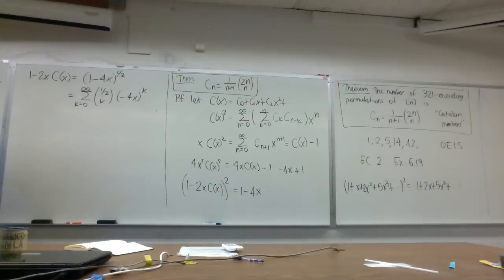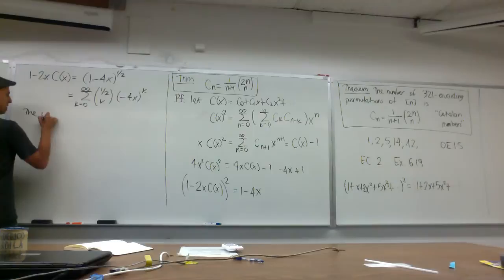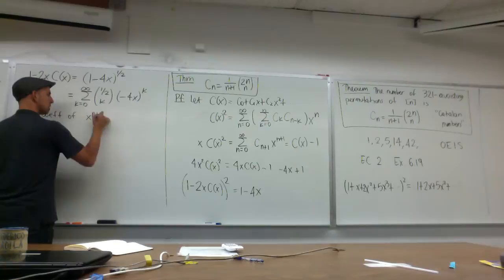And now I need your help because there's many places where I can make mistakes from now on, so don't let me make any mistakes. But what's the point? The point is that now I'm going to find the coefficient of x to the n plus 1 here.